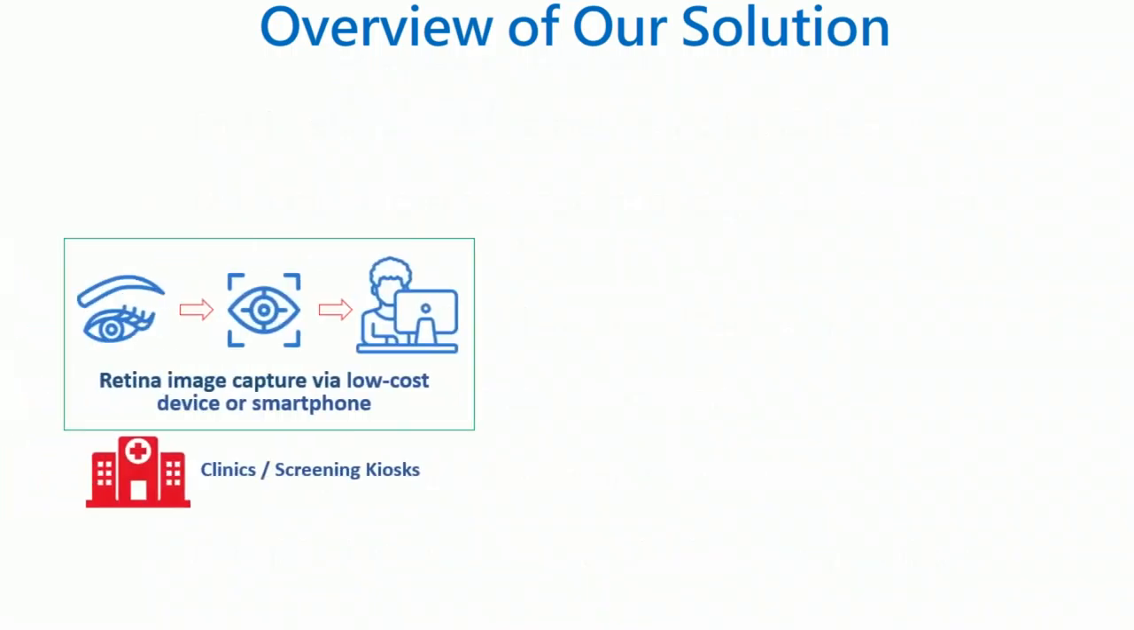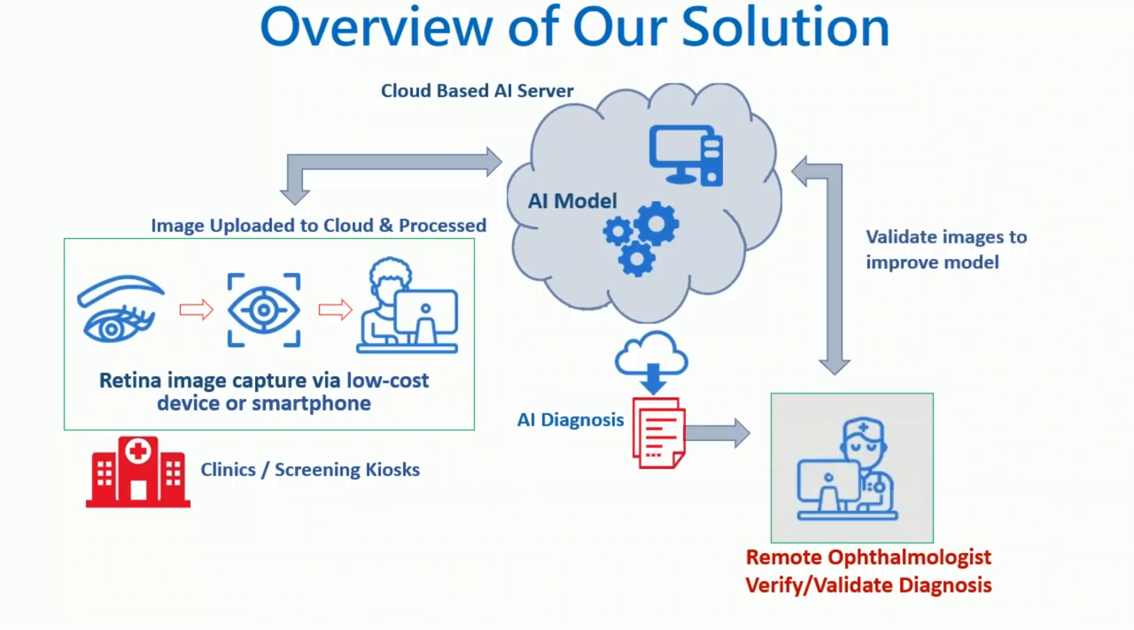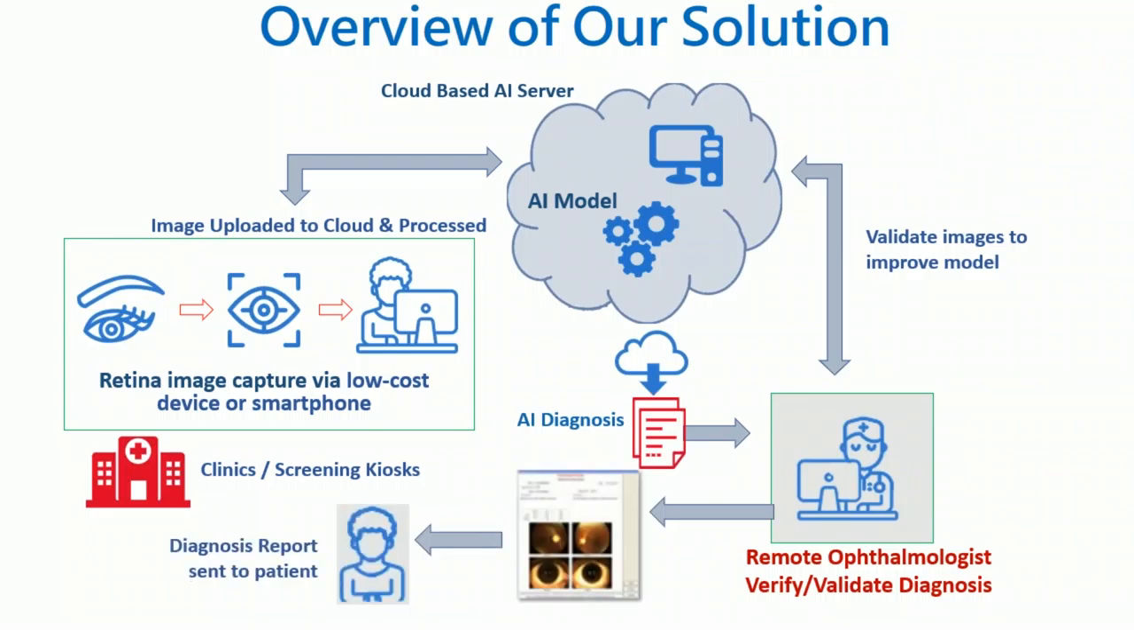This is a quick overview of what we proposed, and I'll walk you through the different parts of the solution here. You start with the image capture using a fundus camera or a low-cost device like a smartphone in a remote clinic or a screening kiosk. The image is uploaded via an internet connection to an AI-based server running in the cloud. The AI server, within a couple of seconds, does an analysis of the image and sends the results of the diagnosis either to a remote ophthalmologist who can view and validate this diagnosis, or it could go directly to the patient in the future when this solution actually gets certified for diagnostic accuracy.